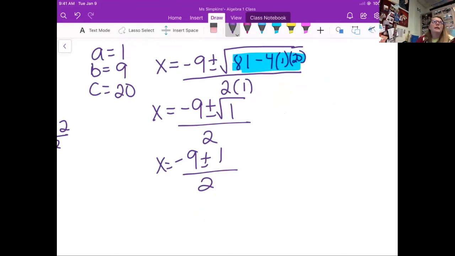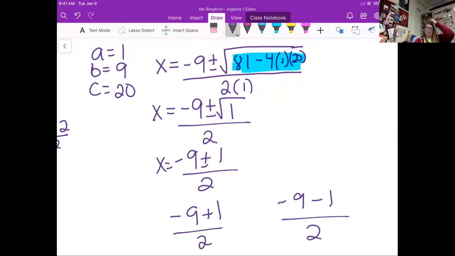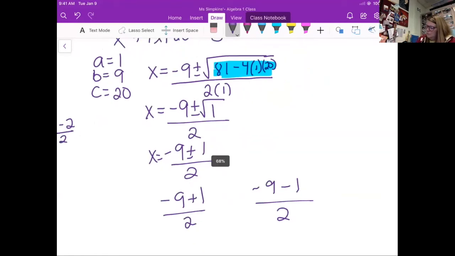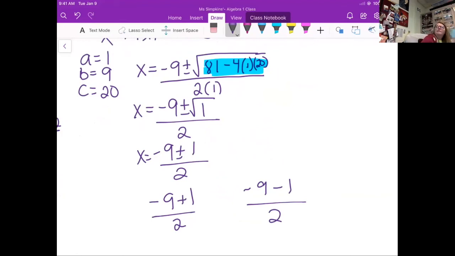So then I can split up my two answers. I have -9 plus 1 divided by 2, and I have -9 minus 1 divided by 2. For the first one, -9 plus 1 is -8, divided by 2 is -4. For the second one, -9 minus 1 is -10, divided by 2 is -5.